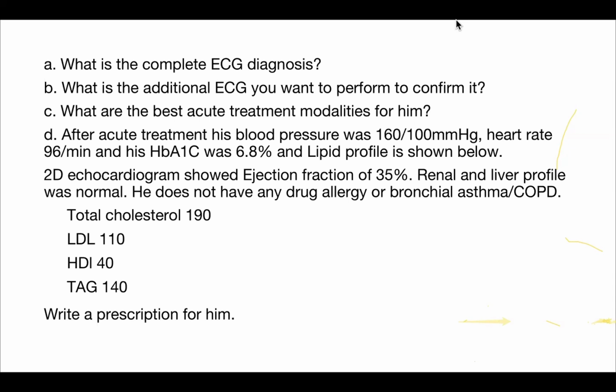Now here, this is a very common question. Now, after acute treatment, his blood pressure, heart rate 96, HbA1c 6.8, lipid profile is shown here, right? Ejection fraction 35%. Renal and liver profile was normal. He does not have any drug allergies or bronchial asthma or COPD, right? So tell me, what will you prescribe for him?